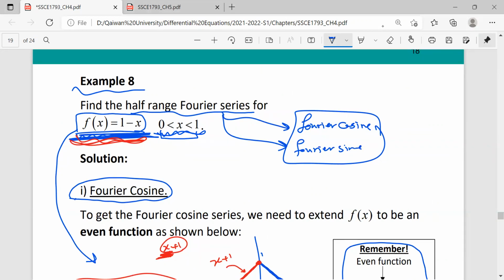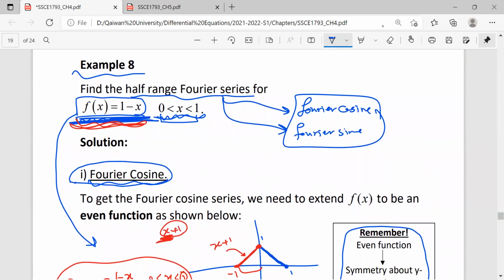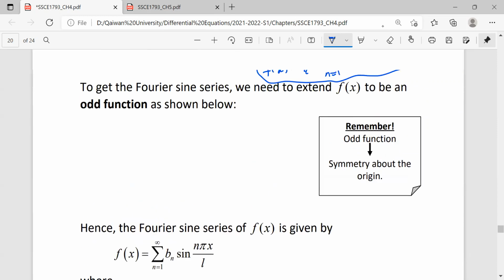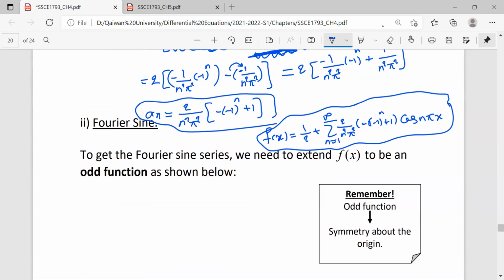So here we should find the Fourier cosine series and the Fourier sine series. For the Fourier cosine series, we find this formula. In the formula we have a naught and an. We find a naught and an, then you replace here, and we get the solution for the cosine series. We finished this part, and now we have the Fourier sine series, where we find only bn.